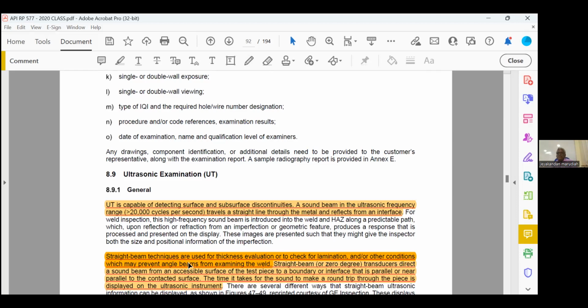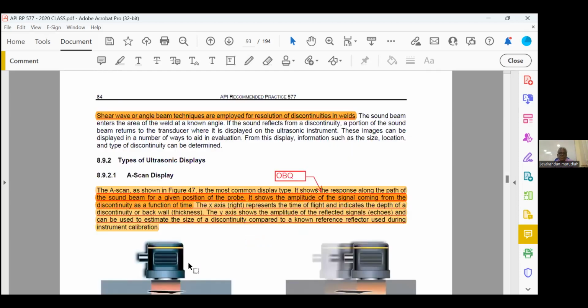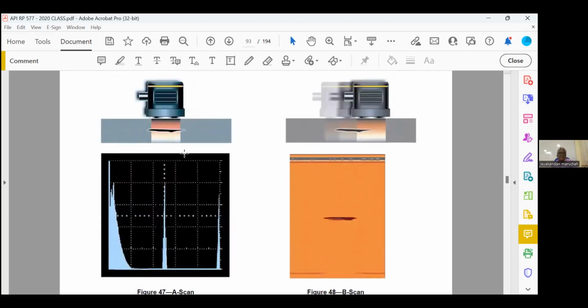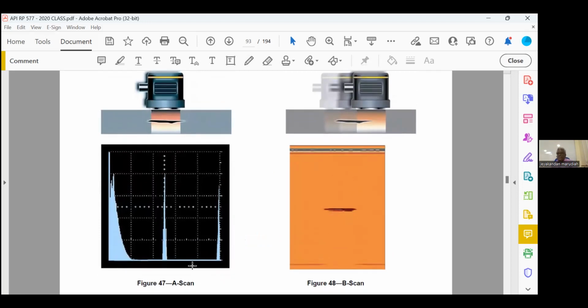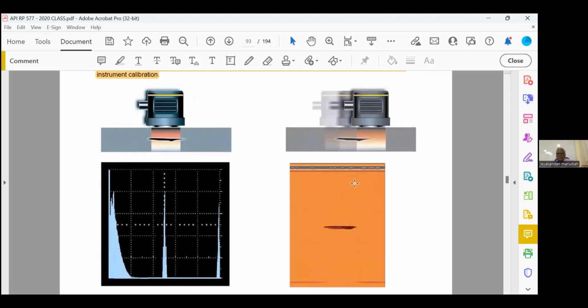What is A-scan? See, for example, you have a defect like this in a material. A-scan is the signal. The x-axis gives the distance, the depth of the defect. The y-axis gives the amplitude, the severity of the defect. This is called a B-scan, how it looks. This is called a cross-sectional view.